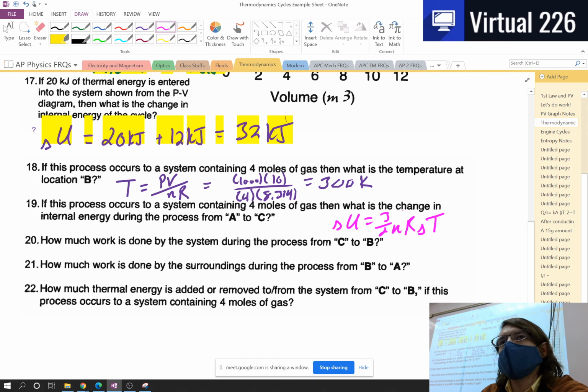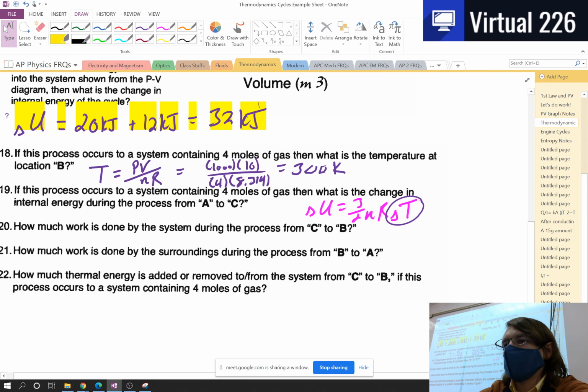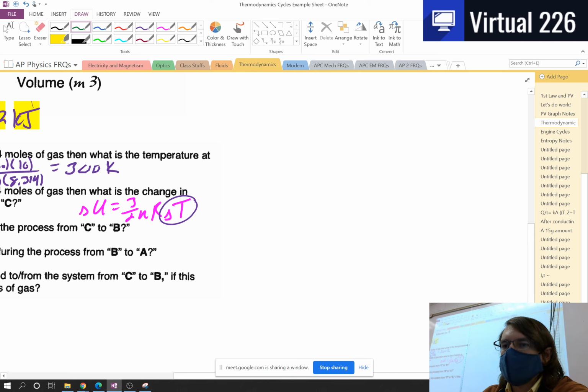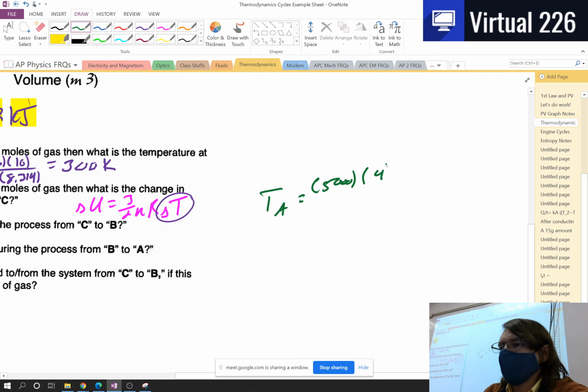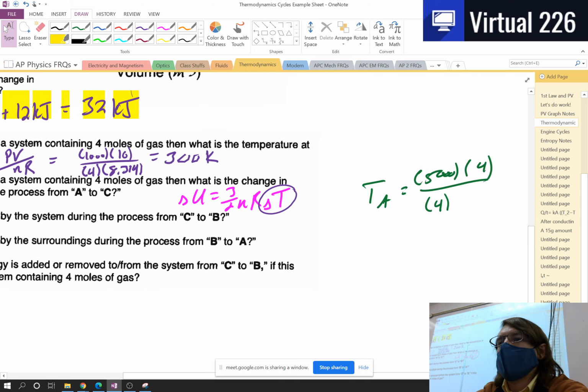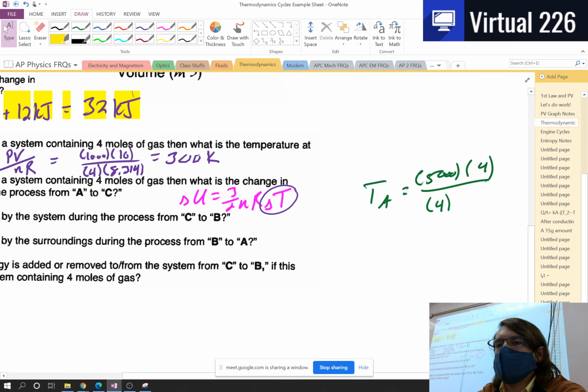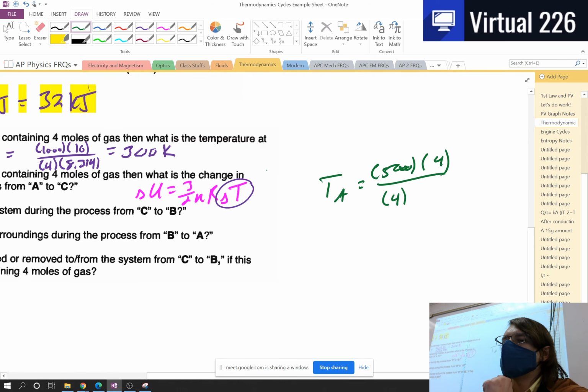That is the Leo, Dinch, Augie equation. But in order to do this, we need the two delta T's, which means we need to do this PV over nR for both of the initial things. Let's just do this off to the side here. Temperature at A is going to be 5,000 times, oh, what's that volume there? 4? Could I just cancel out the nR? Yeah, I could. The nRs are just going to go away.